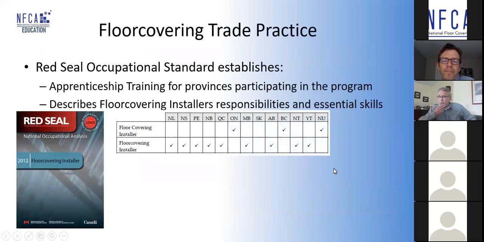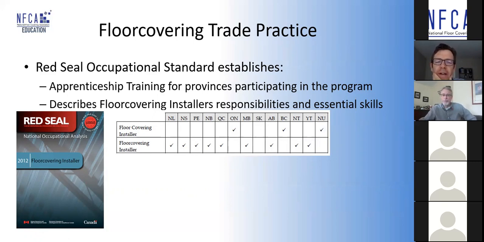So there's also a red seal for floor covering trade practice. Again, adopted by province. As Chris pointed out, it's interesting: some parts of the country have floor covering as two words, and the rest of the world has floor covering as a single word. It's also straight edge, same thing. The Industry Training Authority out of British Columbia; I don't know about the rest of the provinces. They all have their own version of that, or some do, some don't.